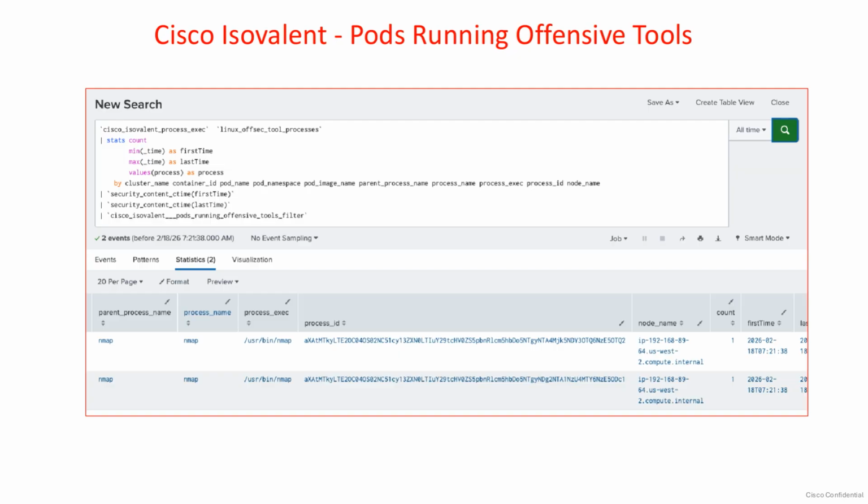Following up on the attack simulation, this slide demonstrates how Splunk is used to detect pods running offensive tools. By searching the Cisco Isovalent process execution logs, we identify pods executing offensive commands like nmap. This search provides detailed insights into process names, parent processes, and executing nodes, representing a clear example of how Splunk tracks suspicious activities across the cluster.